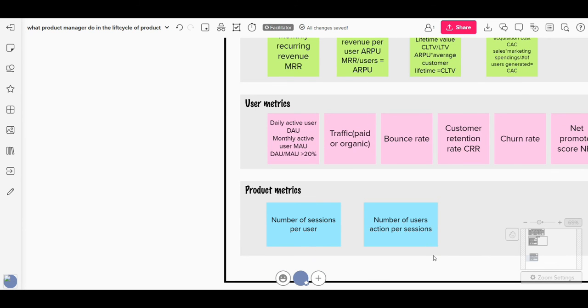Number of user actions per session. This metric measures the actions a user makes or the features the user uses when using our software. This metric helps us understand better the popularity of a certain feature or function. We can use this data in A/B testing when we are making a decision about what kind of feature we need to adopt in our software.